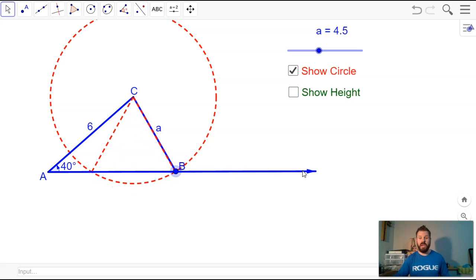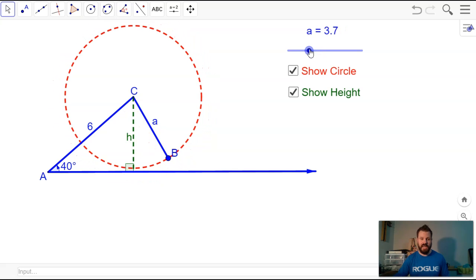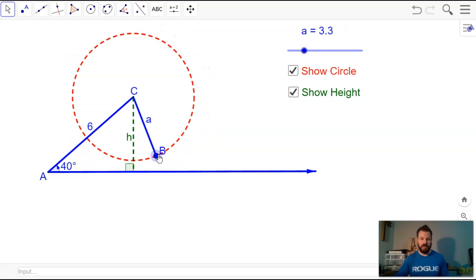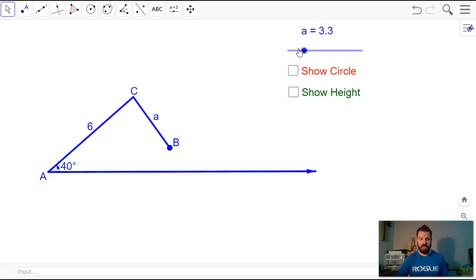Okay, when will that triangle disappear completely? I'm going to show you the height of this triangle based on the base on the bottom here. Once my A gets shorter than that height, that's when I no longer have a possible triangle. So let's show you that again.